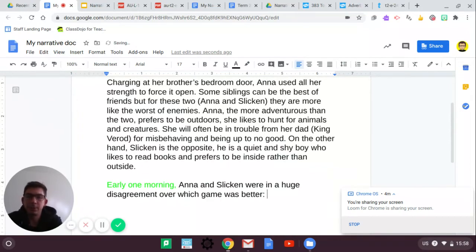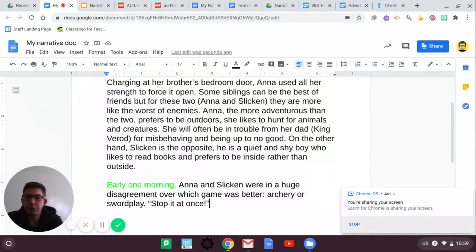Let's just say archery or swordplay, archery or swordplay. Okay. So the brother and sister, they like to fight. Okay. Let's chuck in some dialogue. Stop it at once. And then Slicken were in a huge disagreement over which game was better, archery or swordplay.